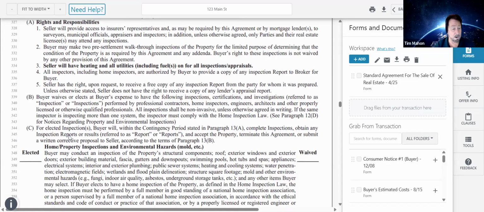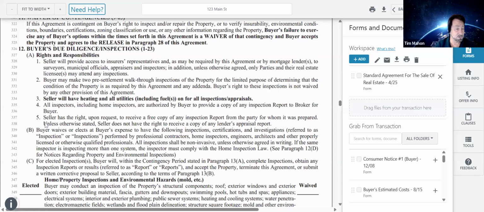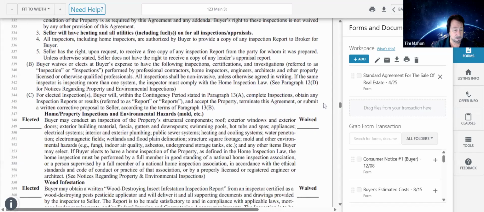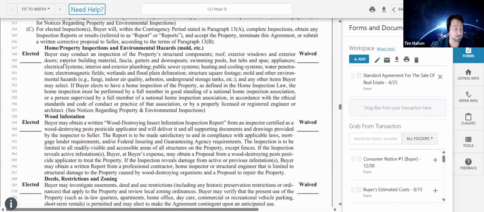Now, one by one, we get to go through and elect or waive whatever inspections we want to have. So we just told you how the due diligence process worked, how the inspections work. Now we have to determine what inspections we're going to do. Home inspection is the most common one, and they would simply initial here, or if they're waiving it, they initial here. So the home inspection, which would include, if needed, environmental hazards such as mold. Buyer may conduct an inspection of the property, structural components, roof, exterior windows, and so on. Basically, they get to elect it here.